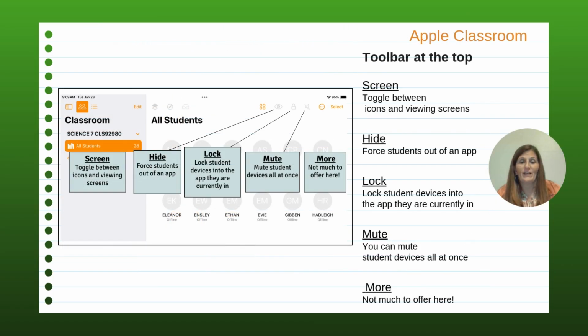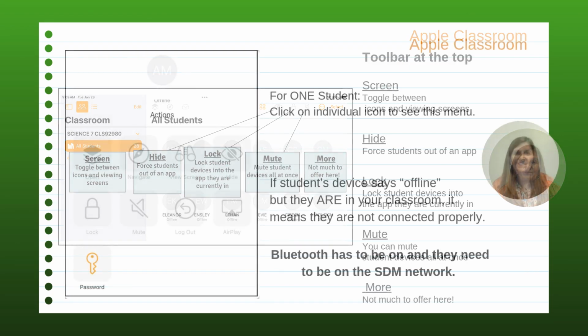When you open up a class, you're going to see a toolbar at the very top right. The first one is a screen where you toggle between the icons and the viewing screens. And then you have Hide, which forces the students out of an app. You can also lock the students into the app that they are currently in. And lastly, there is Mute. You can mute students' devices all at once.